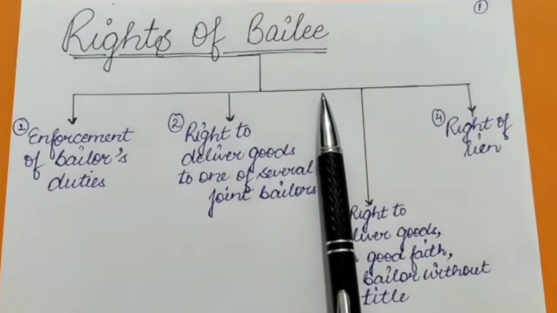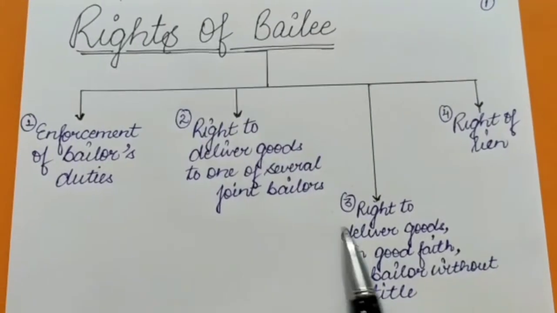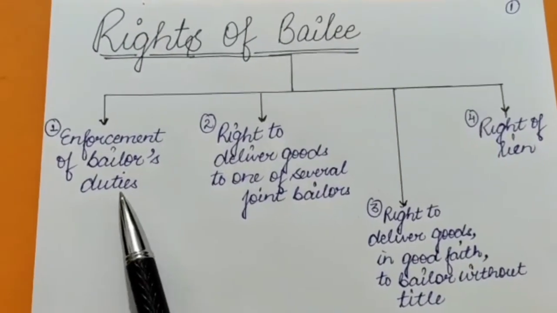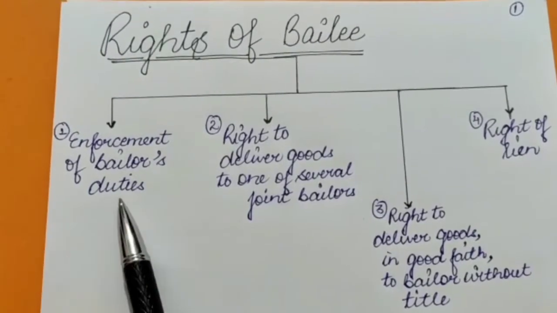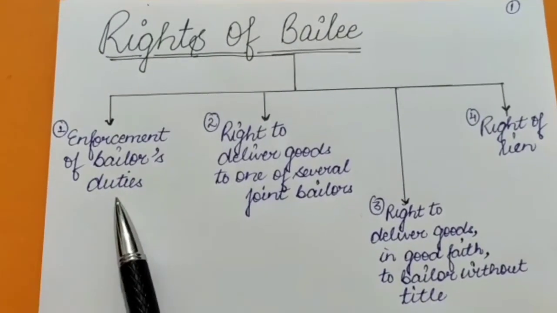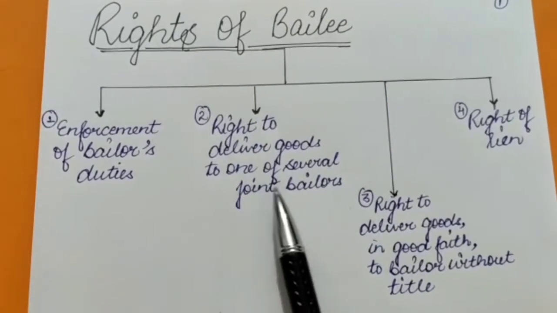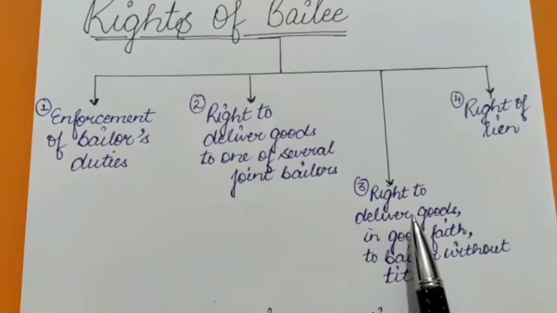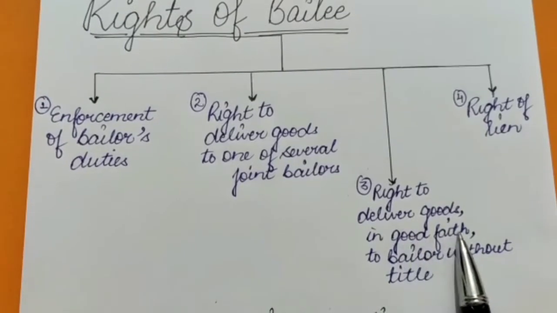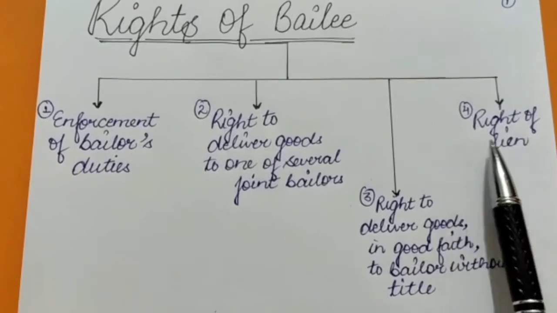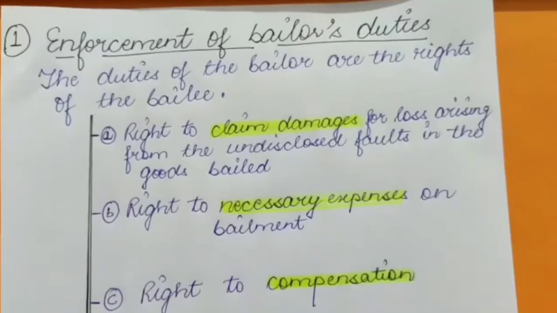So, rights of the bailee. There are 4 rights of the bailee. First is enforcement of the bailor's duties. Duties of the bailor are the rights of the bailee. Always remember that. Second is the right to deliver goods to one of several joint bailors. Third is the right to deliver goods in good faith to a bailor without title. Fourth is the right of lien.